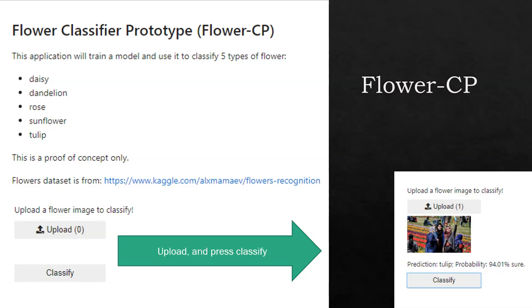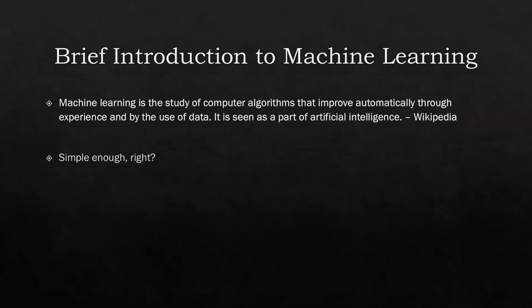So this is on the right here. You'll see a picture of some people holding a phone, taking a selfie with flowers in the background. And it shows the prediction that the flowers in the picture are tulips, and it's 94.01% sure. And to be honest, that's very impressive that the model can actually identify from this picture that the flowers are tulips. So I'll go through the source code and then share with you the link at the very end.